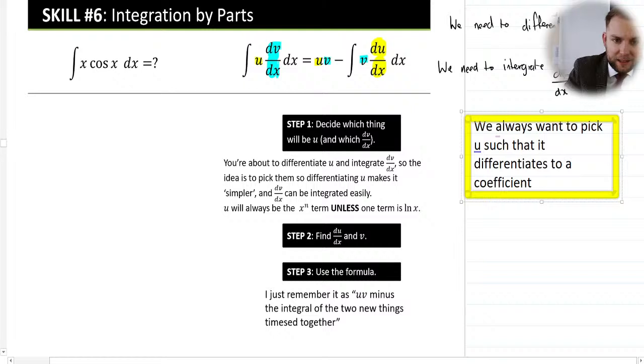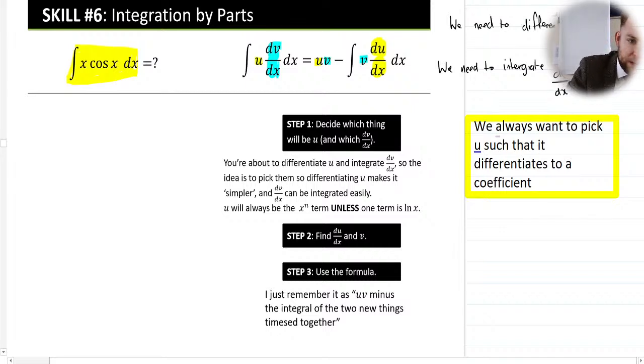So actually, when I'm going to integrate this one here, the x and the cos x are interchangeable. And actually, what we need to do is pick or change them so that one of them differentiates to a coefficient. Now, let me do this one here, and I'll show you what I mean.